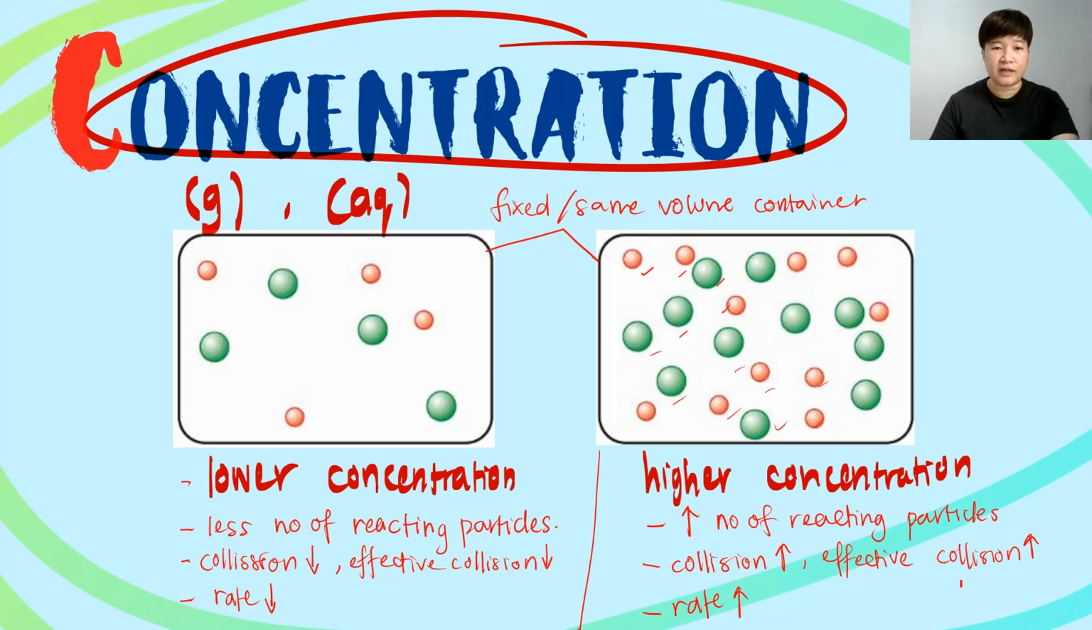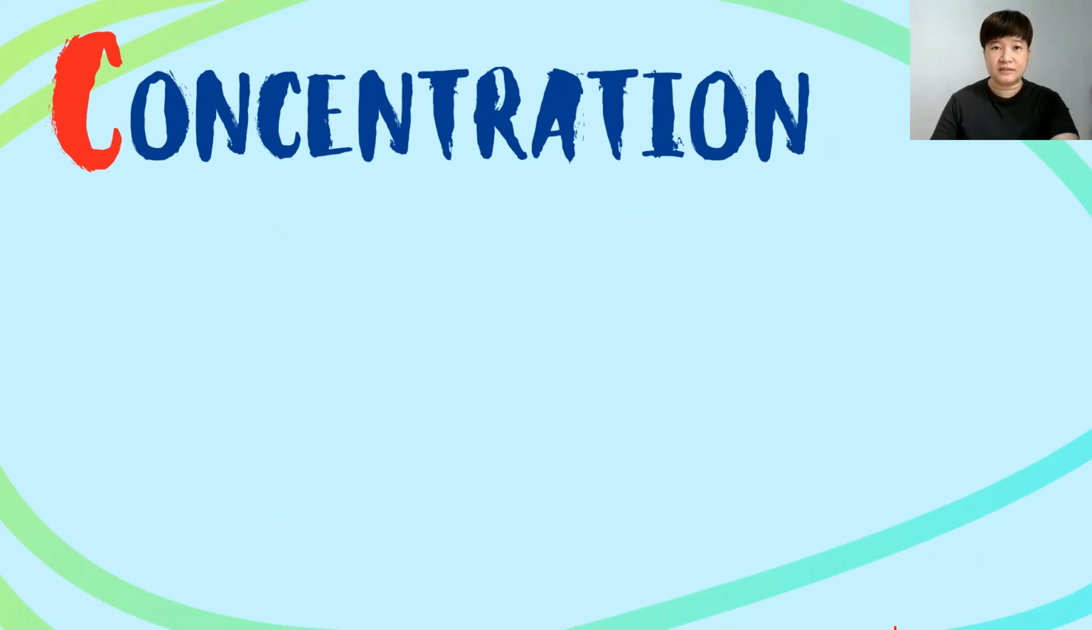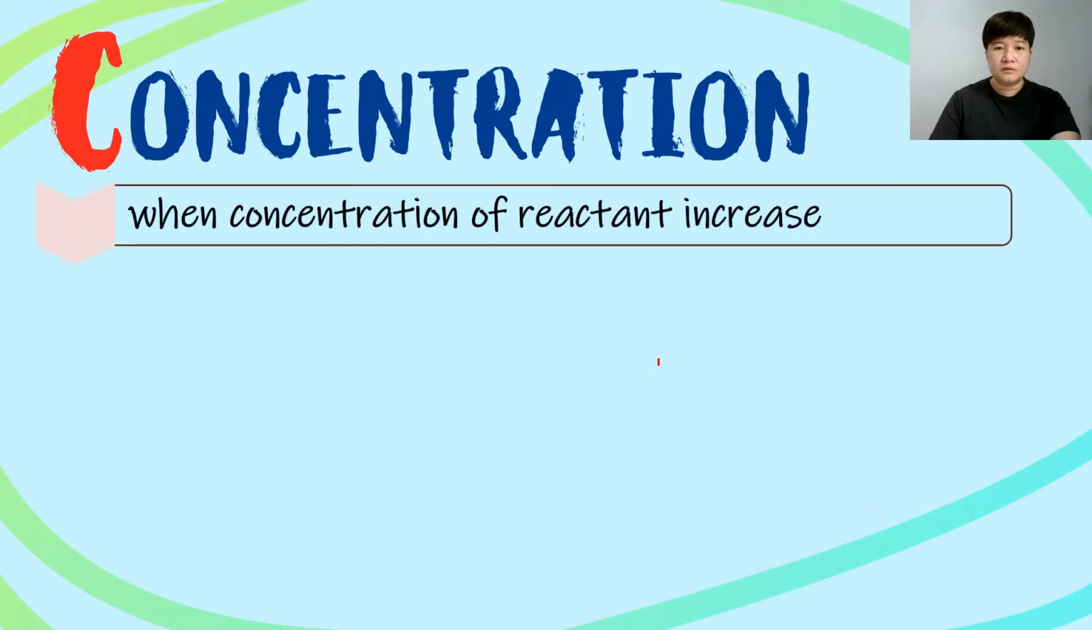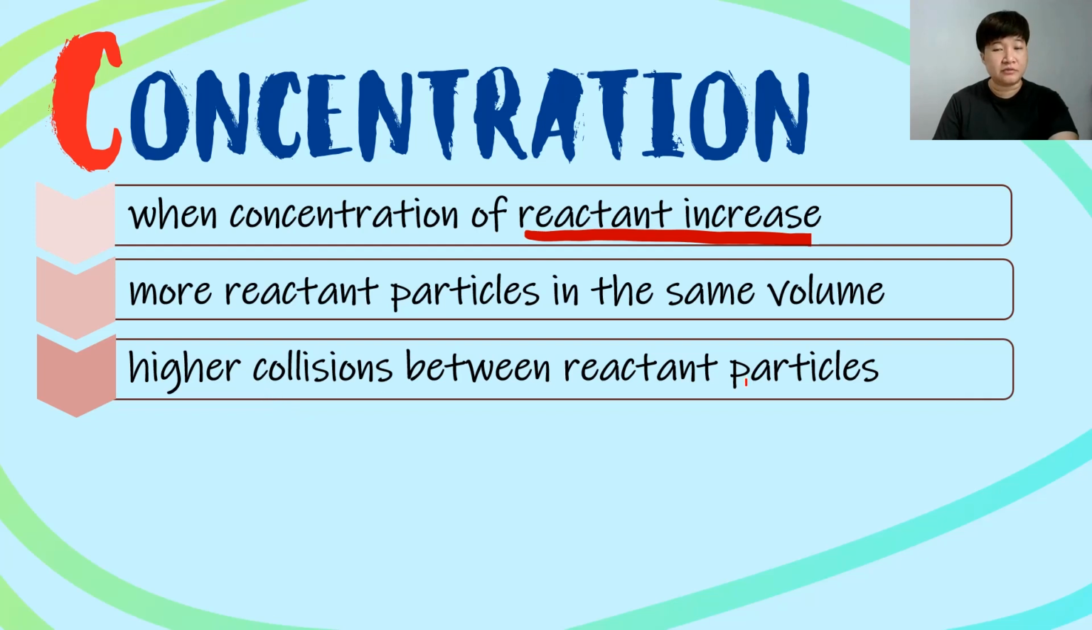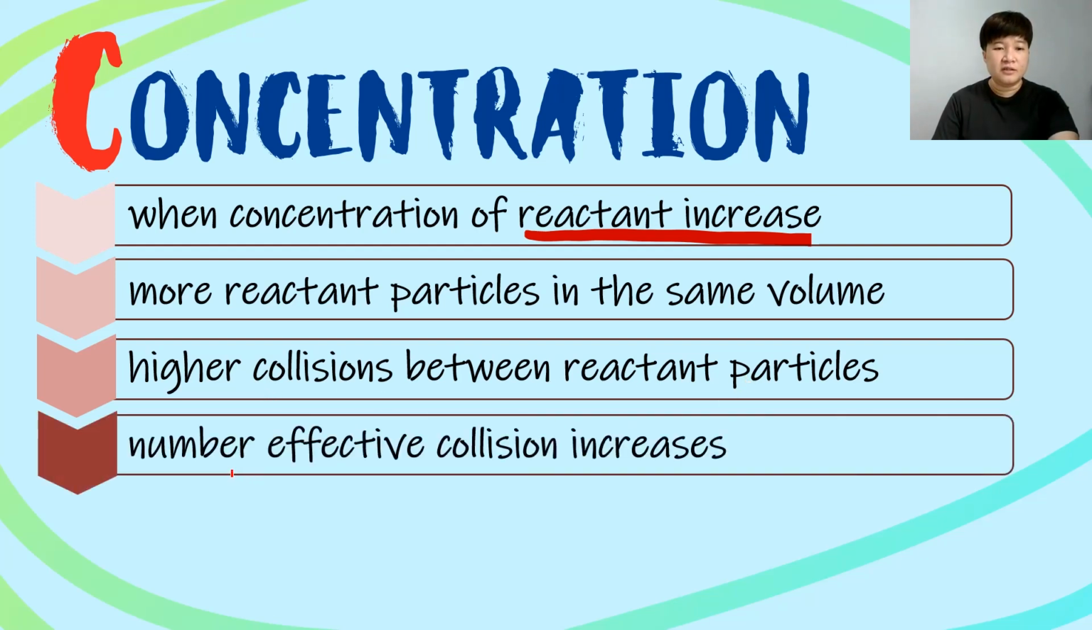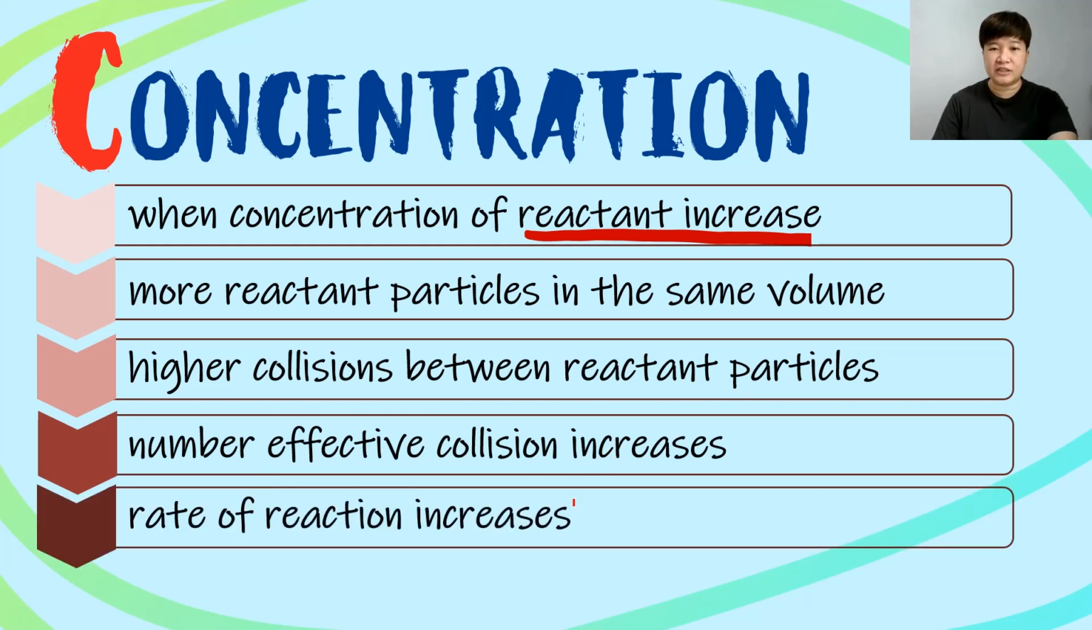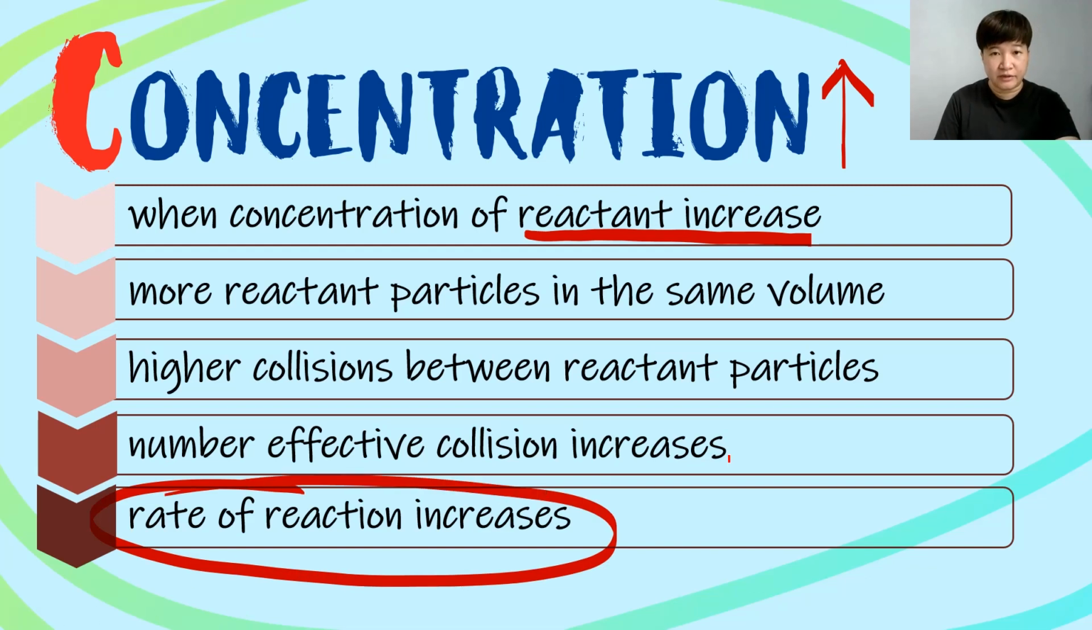Let's look at the summary of the explanation for the factor of concentration. When the concentration of reactant increases, there are more reactant particles in the same volume. Bear that in mind, you must have the words same volume. More reactant particles in the same volume. Therefore, higher collision between the reacting particles. Number of effective collisions increases. As a result, rate of reaction increases. So when the concentration increases, the rate of reaction also increases.